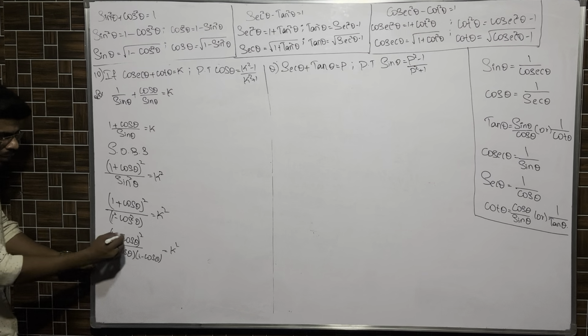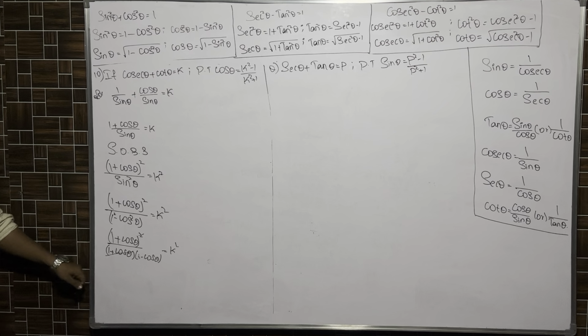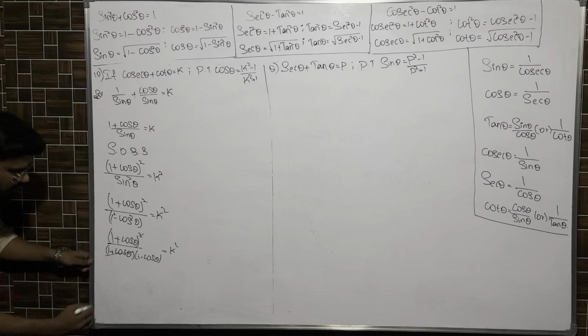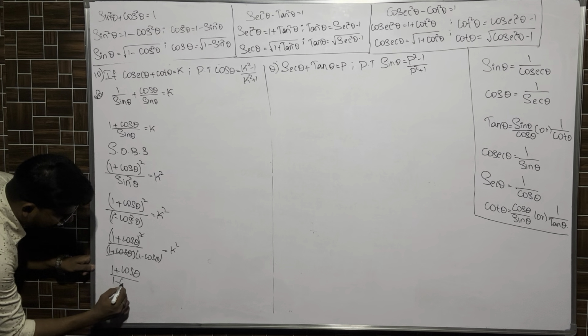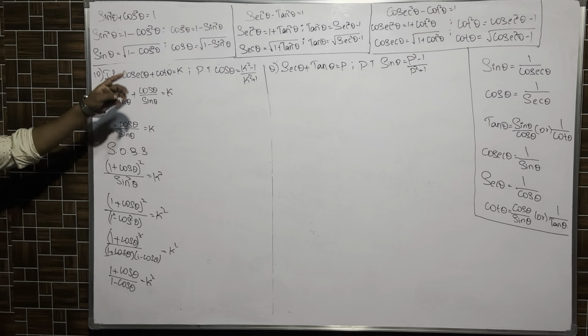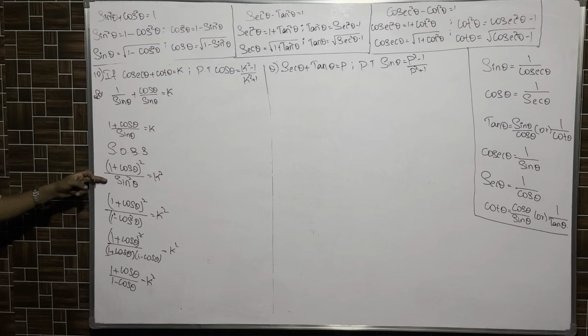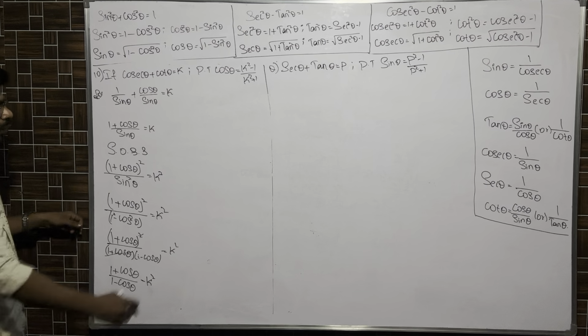From 1 plus cos theta whole square, one 1 plus cos theta and the 1 plus cos theta in the denominator, these two get cancelled. Here we have 1 plus cos theta in the numerator divided by 1 minus cos theta in the denominator is equal to k square, right? So what was the one which was troubling us? Sine square. We changed sine square to cos square. Now we still have to do a few more steps.